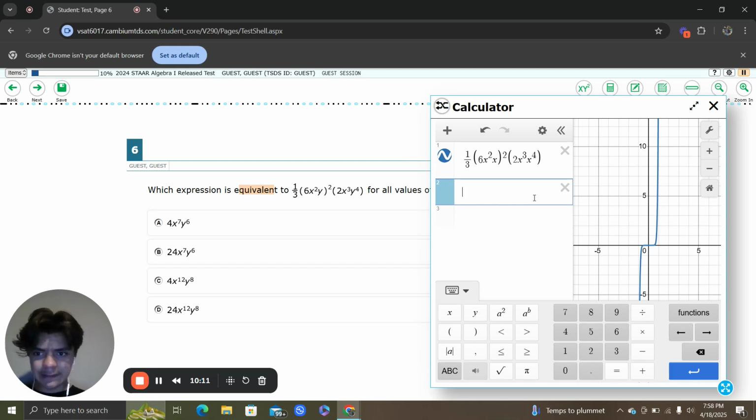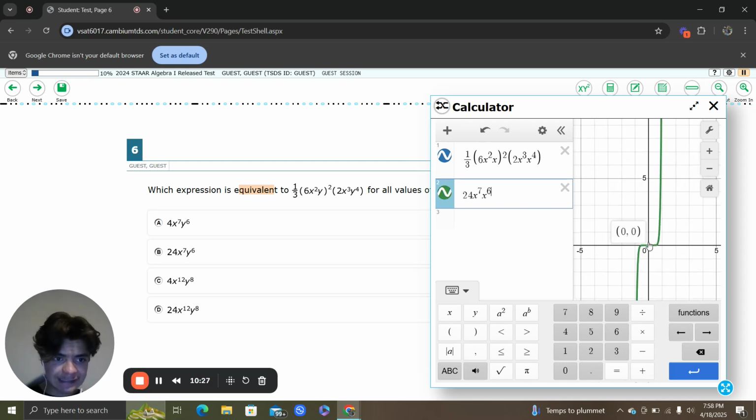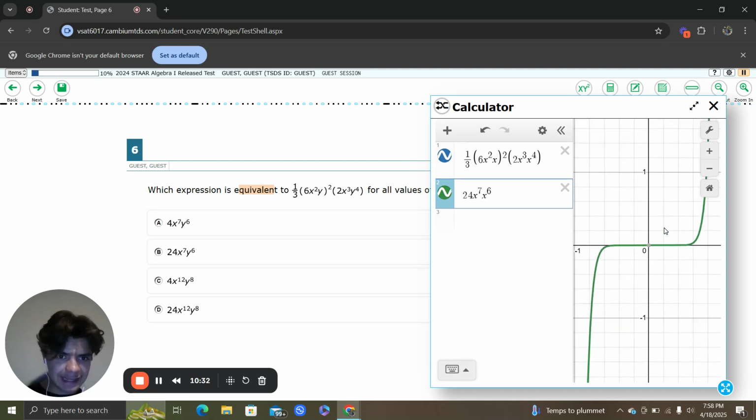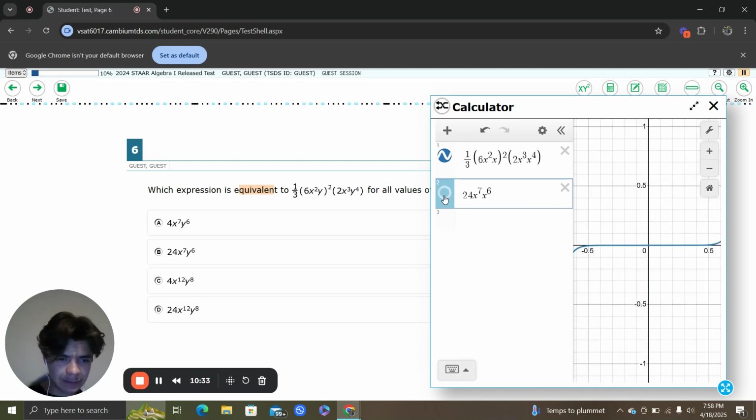So you can probably tell that x needs to have this, it has to be to the power 7, and y has to be to the power 6. So let's try 24 to the power 7, x to the power 7, x to the power of 6. These ones match exactly. You can't see any blue. If you zoom in, they match exactly. And if I hide this graph, it's blue, green. Right? They match. So it is B.